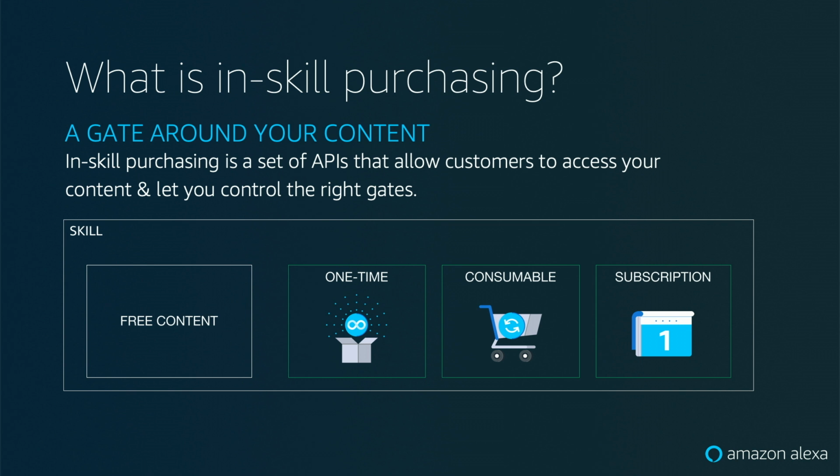What is in-skill purchasing? In-skill purchasing is allowing developers to create and sell products within their skill. Within your skill, you can have free content, which is what most skills are. And then using our APIs, you can create multiple purchase options within the skills. You can create one-time purchases that customers can purchase a single time and then own forever. You can create subscriptions, which are renewed monthly or yearly, and the customer pays for it monthly or yearly. Or you can create consumables, which is something that the customer buys, uses, and then they can buy again over and over and over.